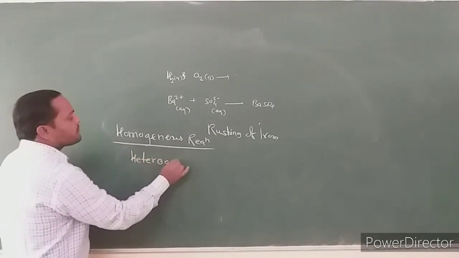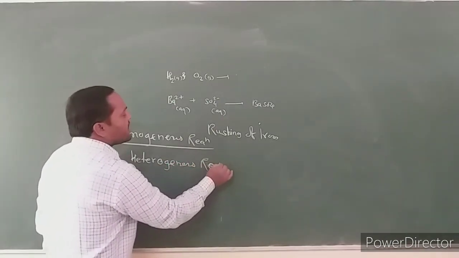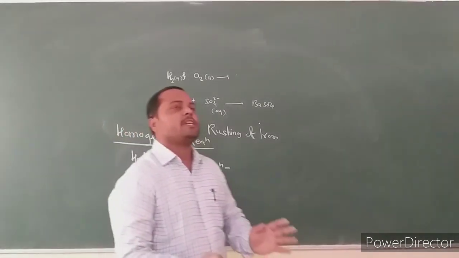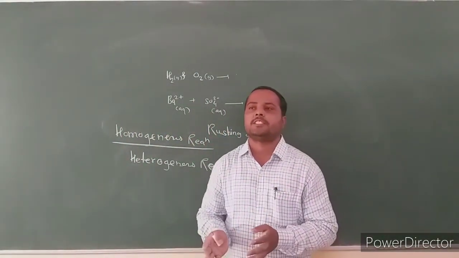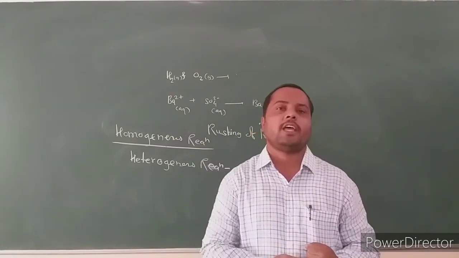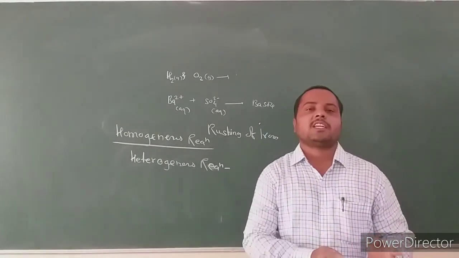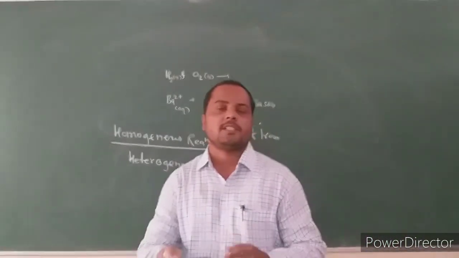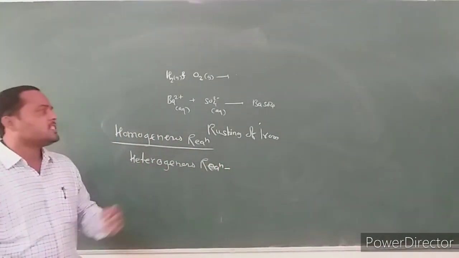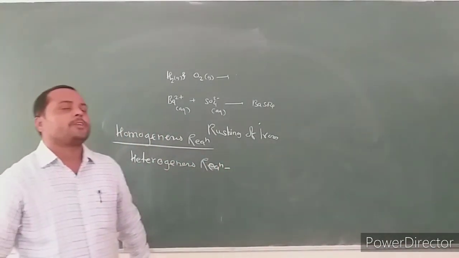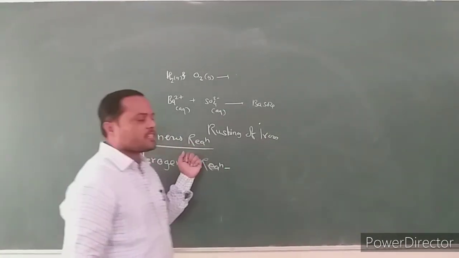the heterogeneous reaction. Then what is a heterogeneous reaction? The reaction in which two or more reacting phases are present, and they are present in different phases. This type of reaction is known as a heterogeneous reaction. If one reactant is in the solid phase, another in the liquid phase, another in the gas phase, this type of reaction is known as a heterogeneous reaction. In this chapter we discuss chemical kinetics for only homogeneous reactions.